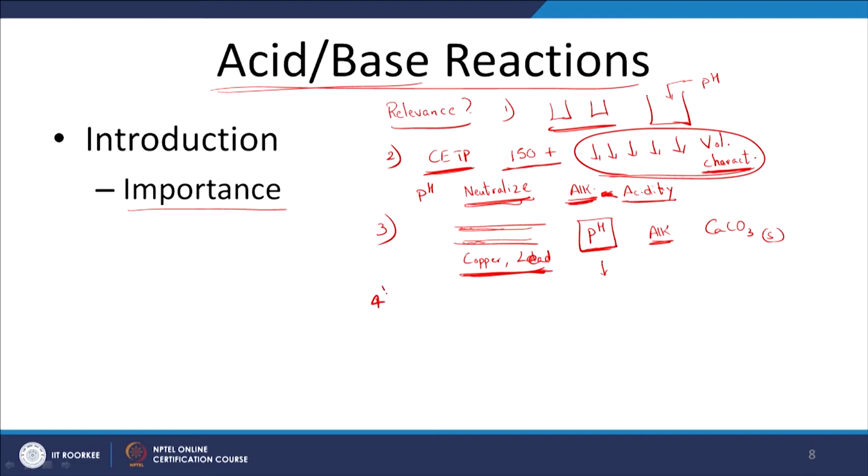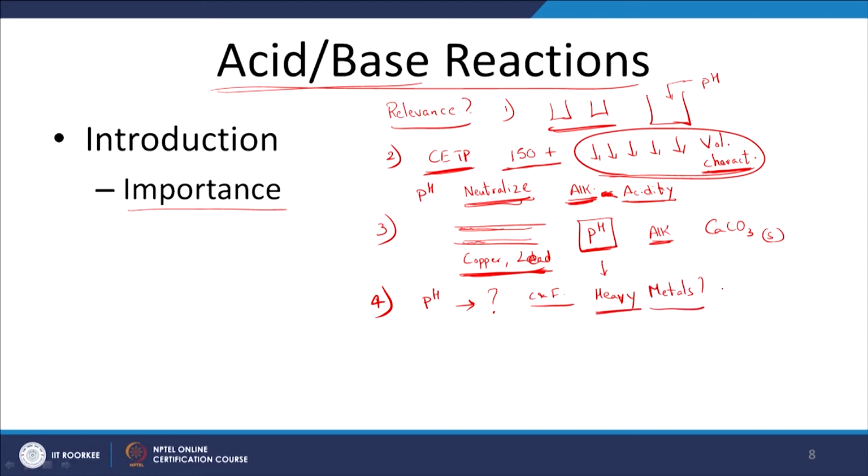Another aspect is that pH affects the treatment efficiency of various unit processes. So how is my pH going to affect various treatment or unit processes like, let us say, coagulation and flocculation, or heavy metal removal? How do I remove heavy metals in general?